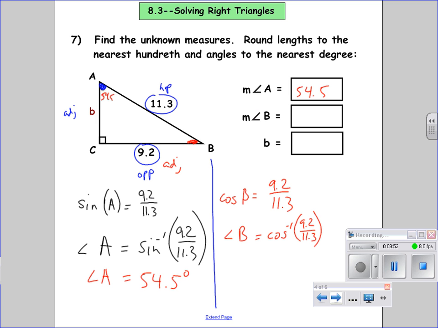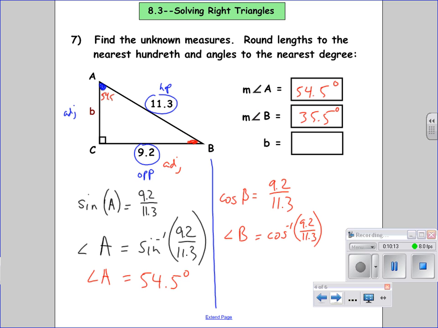And you punch it in the calculator, the second cosine of 9.2 divided by 11.3, and you get a total of 35.5. Yay, that works because 35.5 and 54.5 should add up to 90 degrees, and they do, right? Because the two acute angles add up to 90 degrees.